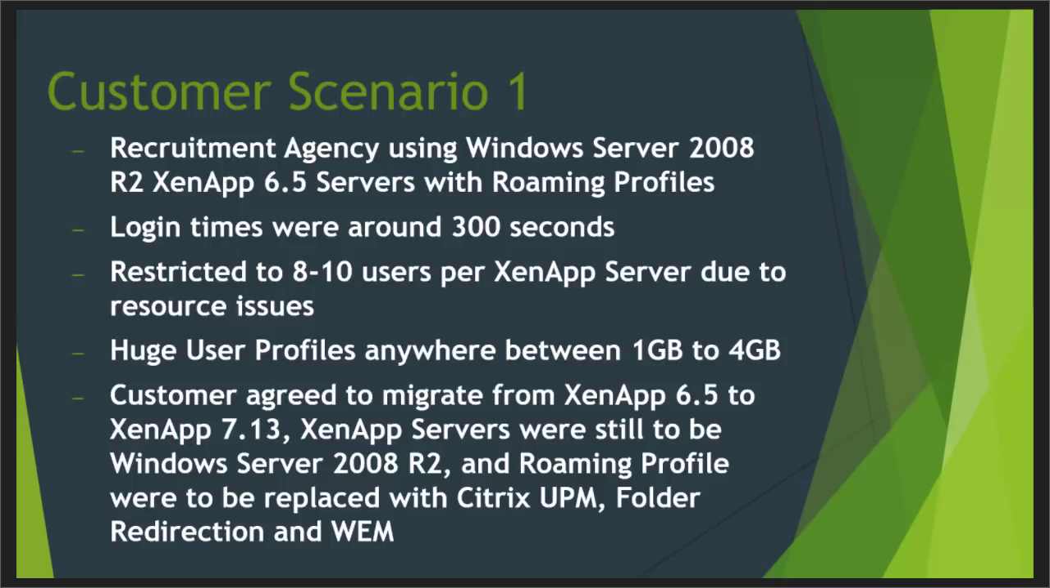The initial investigation into the problem showed 300-second plus login times, and they had roaming profiles that were up to 4 gigabytes in size. They had user density issues on the XenApp 6.5 servers as well, and could only accommodate 8 to 10 users before the servers would run out of CPU and memory resources.